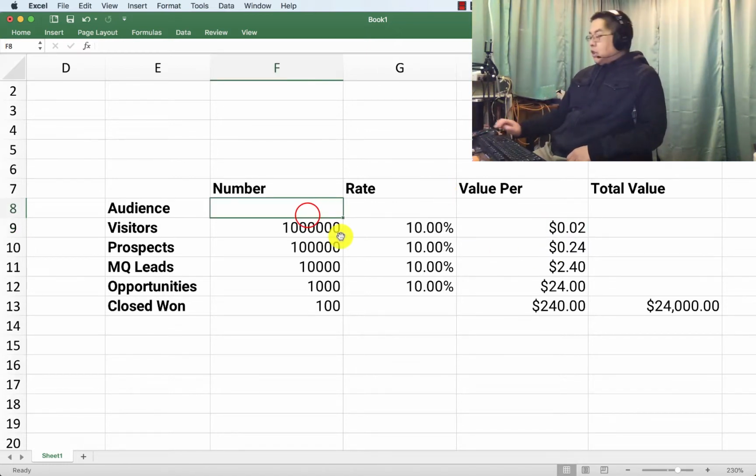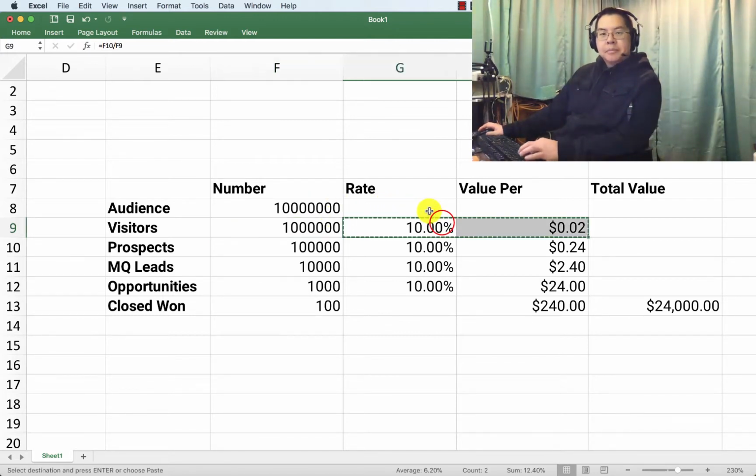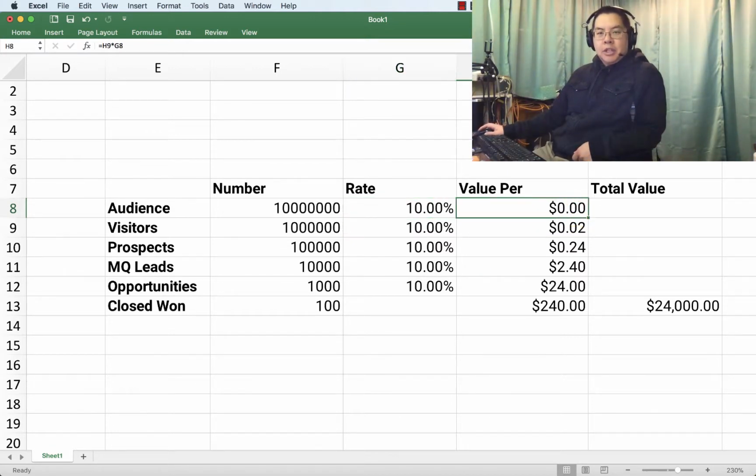Now, if you want to go up even one more level to, say, social media, and we have an audience of 1 million people or 10 million people in social media, and we only get 10% of those people to the website, the value of those people is very, very small. It would be 0.00024. Again, if I were to multiply this across, it would still be $24,000.